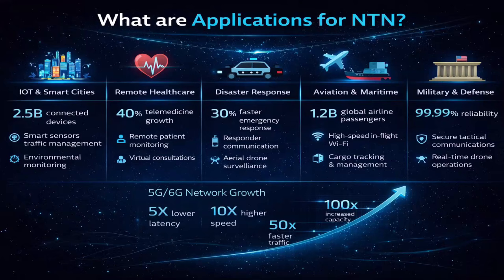So let's start with the first use case, which is IoT and smart cities. There are more than 2.5 billion connected devices, and they are increasing every day. So with NTN, we can enable connectivity not just in cities, but also in remote and rural areas. The use cases can be smart sensors for traffic and infrastructure, environmental monitoring, and agriculture. So NTN ensures that smart city benefits are not limited to urban areas only.